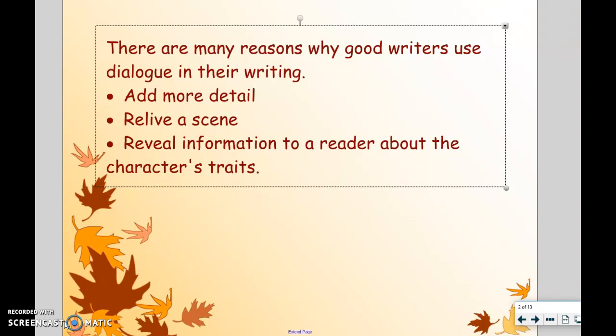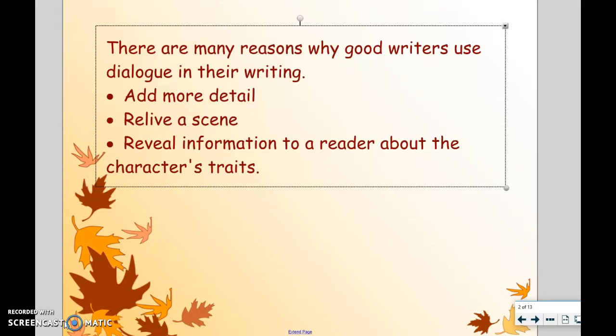And first of all, dialogue adds more detail to a story. When you can actually hear what a character is saying, it's going to help your reader better understand what's happening in the scene. It also helps you relive a scene. This paper is meant to be a snapshot of something that has happened to you in the past, and so included in that snapshot is some audio or some dialogue or some things that people actually said. And so that can really help your reader understand what's happening when you're reliving that scene.